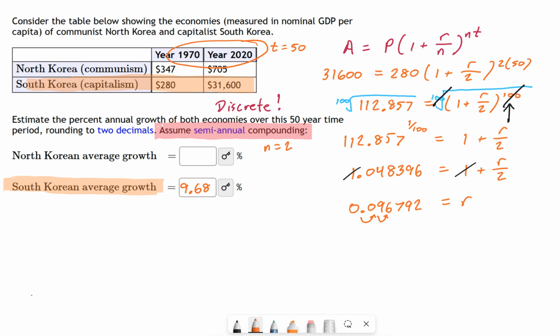Okay? Now that's a nice healthy growth rate, especially over 50 years. And you can see how much more wealthy the South Korean economy is. They started out pretty dirt poor, and now they're doing very well for themselves.